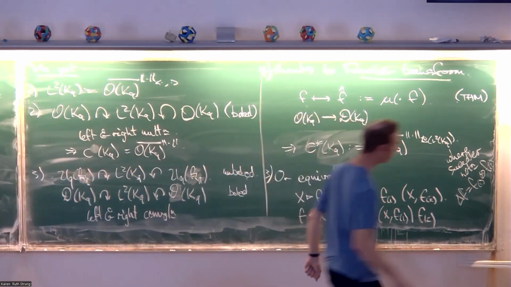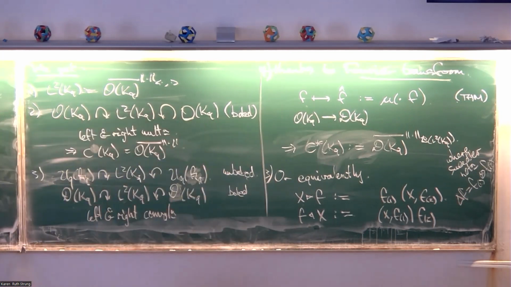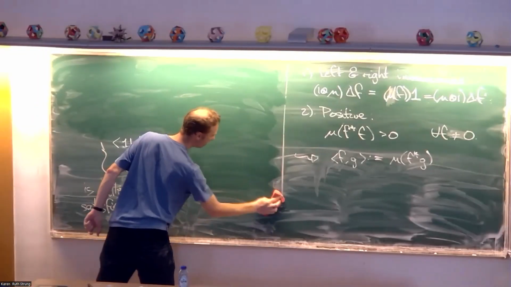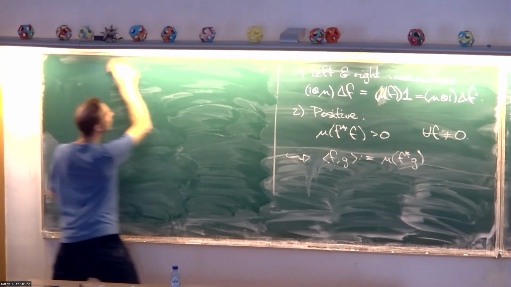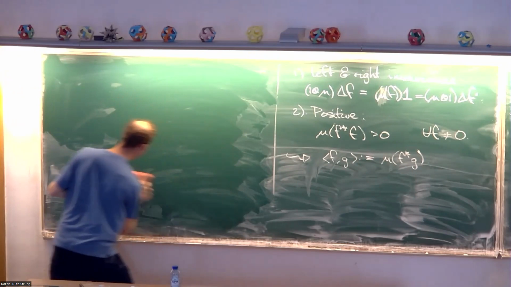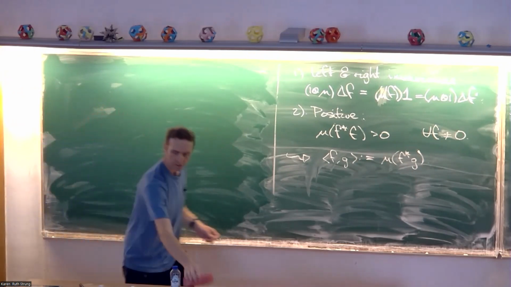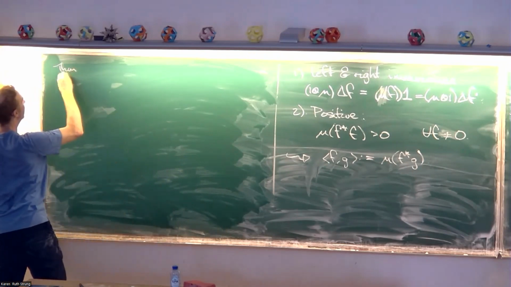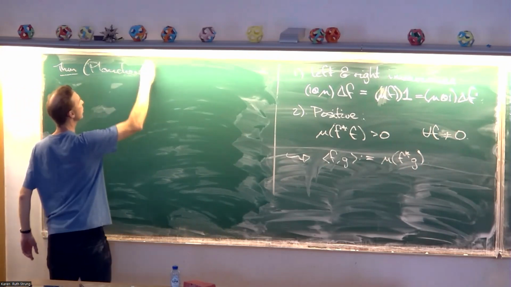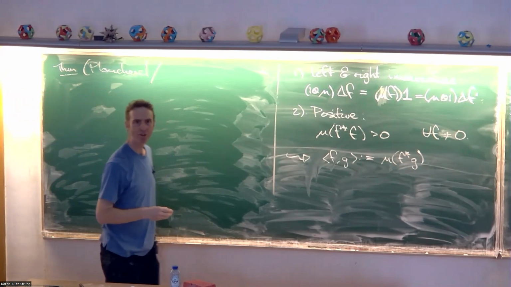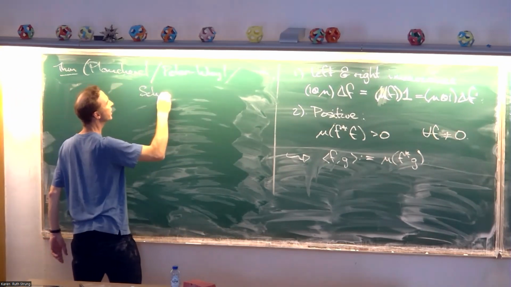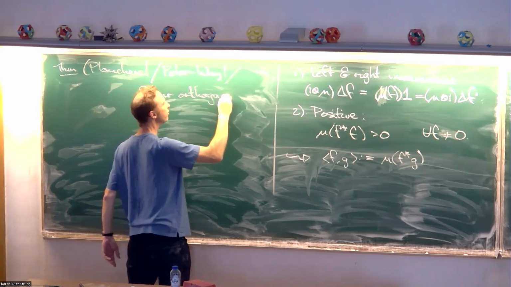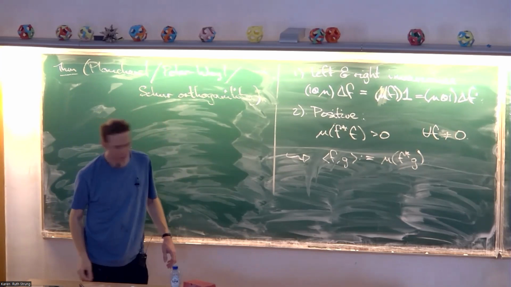And I think I should stop, but I wanted to at least state the Peter-Weyl theorem. So remember what the theorem is supposed to do. It is supposed to tell you how to decompose L2 of K as a direct sum of irreducibles. I'm calling it Peter-Weyl, or a better name might be Schur orthogonality, which is again the same thing written differently. And it's the following statement.